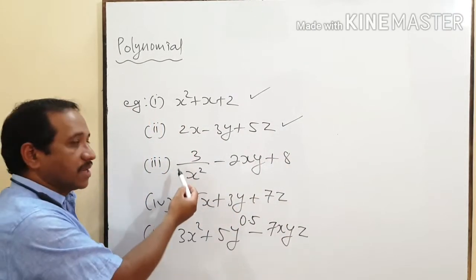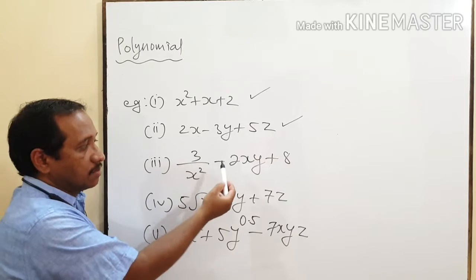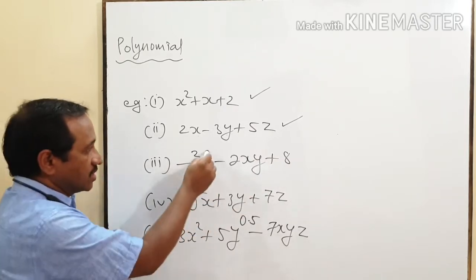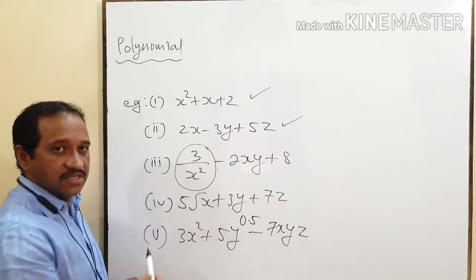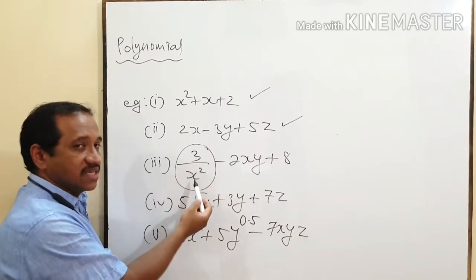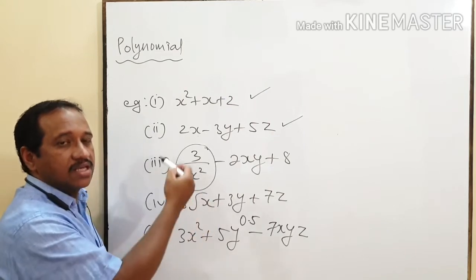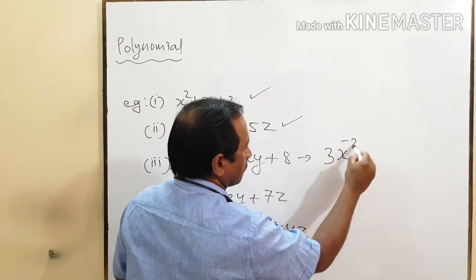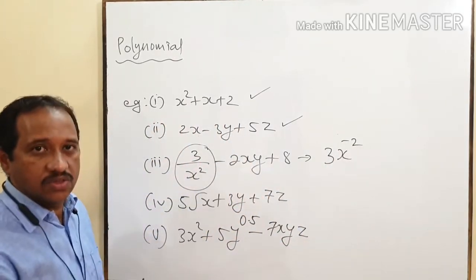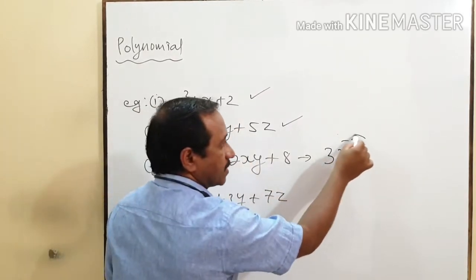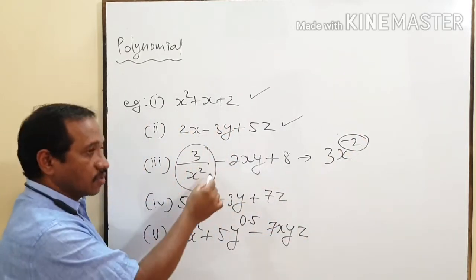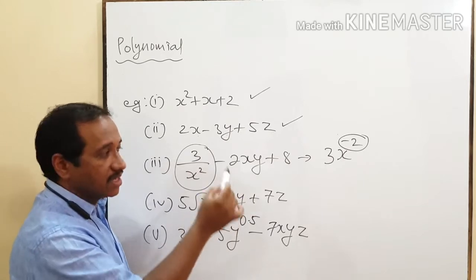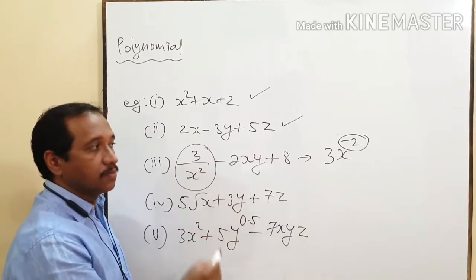Look at the third algebraic expression, 3 by x square minus 2xy plus 8. Look at this term, 3 by x square. Here the variable x is in the denominator, but when you write it in standard form, it will be written as 3x raised to minus 2. That means the power of x becomes negative. Therefore, this is not a polynomial, because if the power of a variable is negative, then it is not a polynomial.